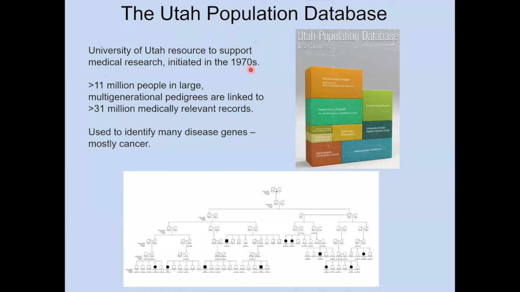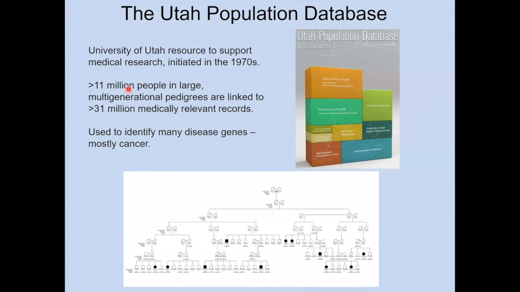Basically, what the population database is, it compiles data from many different sources: Department of Health, the U, IHC, Social Security. Many records in Utah are dumped into this database. What's most relevant to us are medical records. There are over 31 medical records linked to approximately 12 million people in Utah.